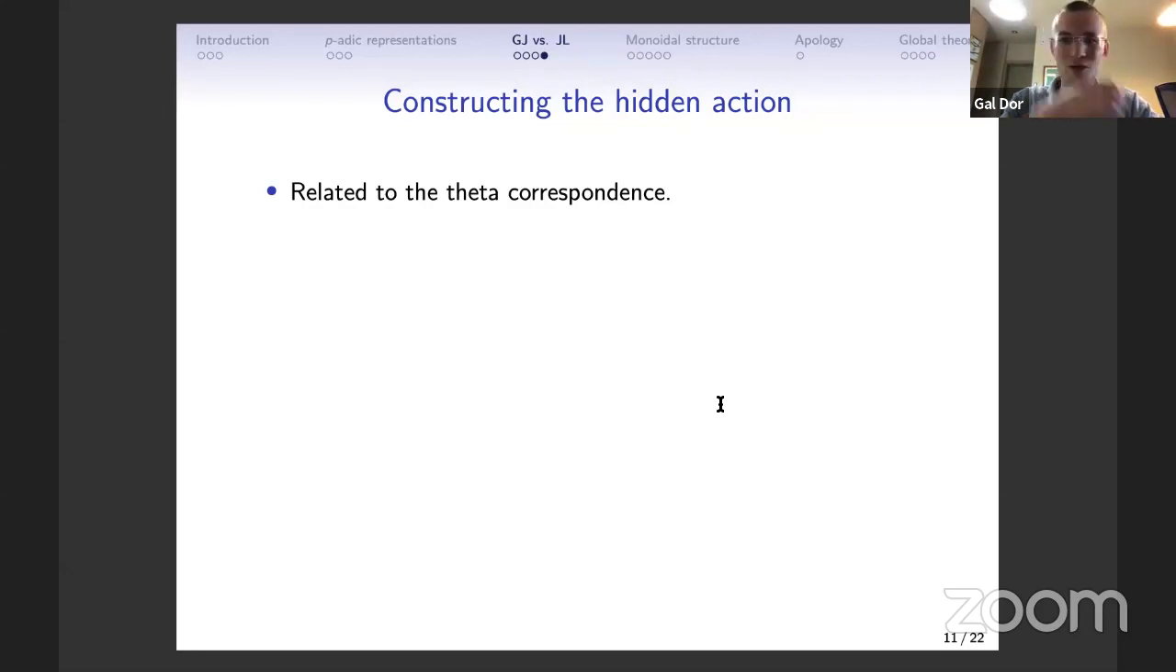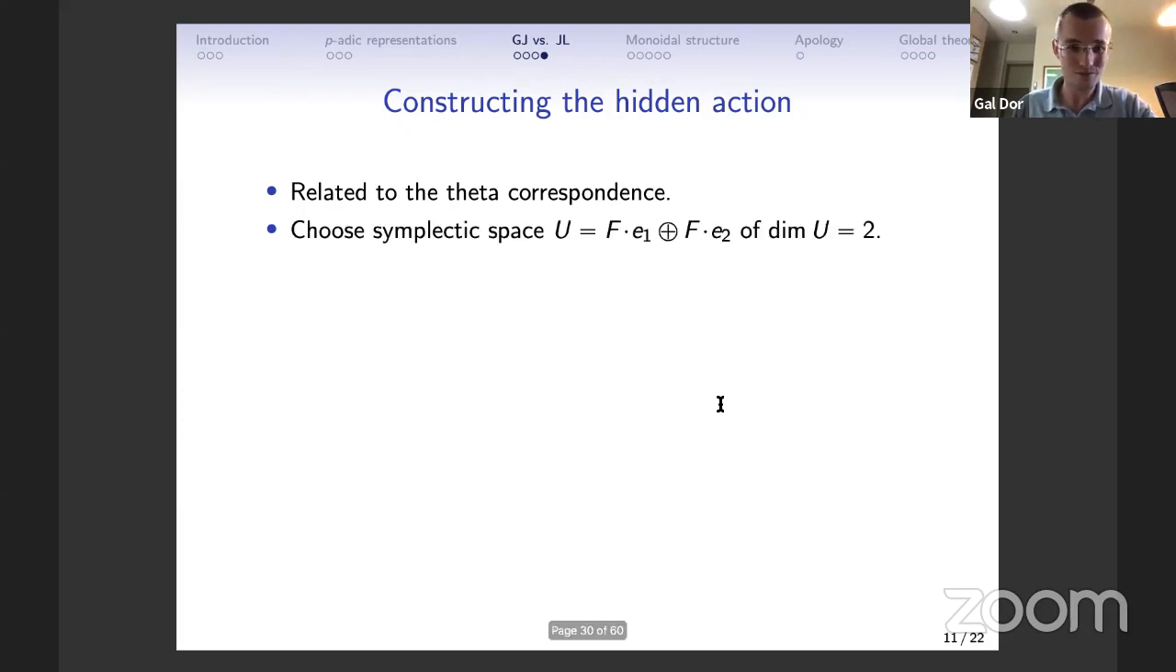But anyway, I'll tell you what Joseph told me when I told him that there should be a third action hidden there. He said that the only way that there can be so many commuting operators is if the Weyl representation is hiding somewhere around here. And it turns out that he was completely correct. So let me give a short construction.